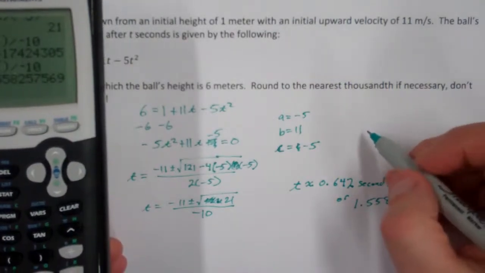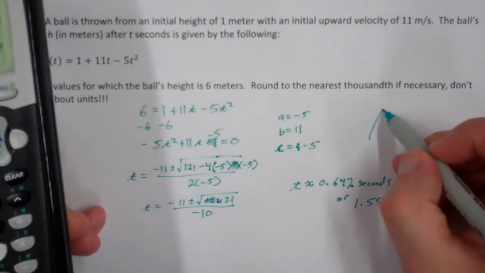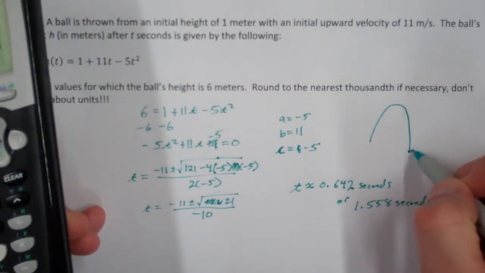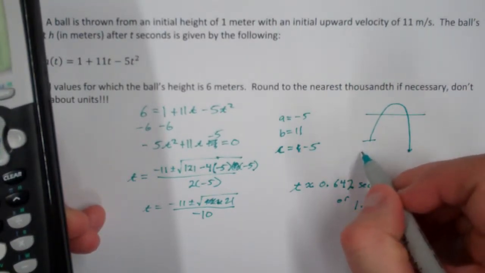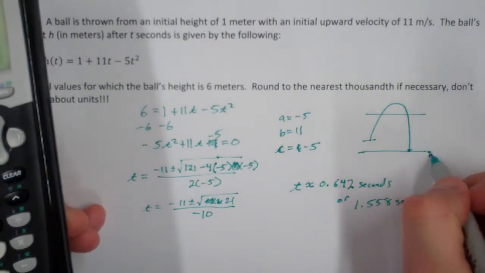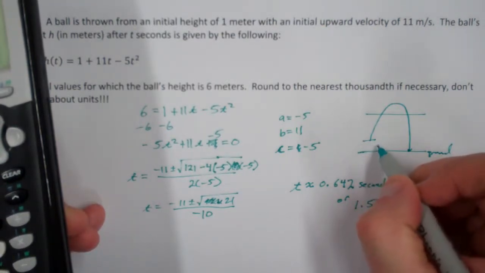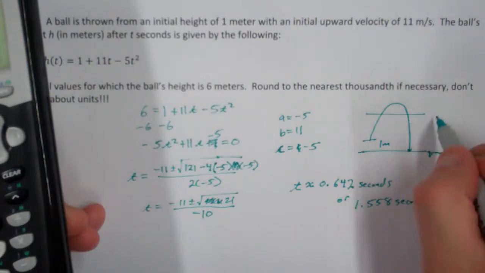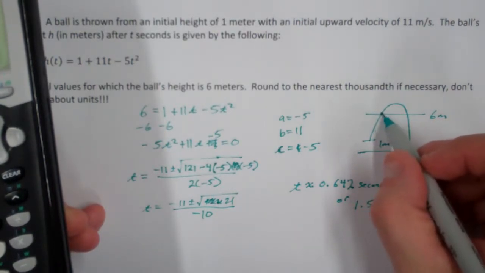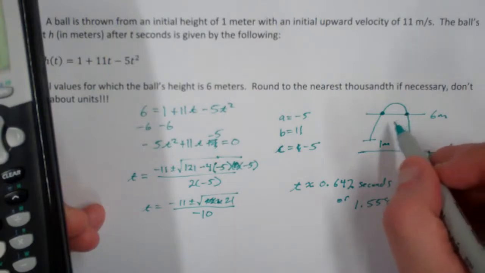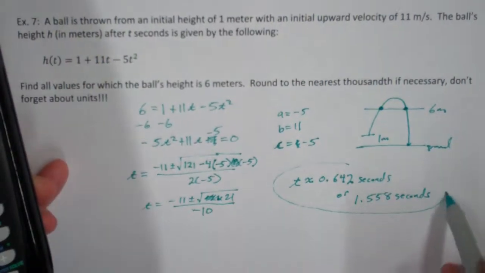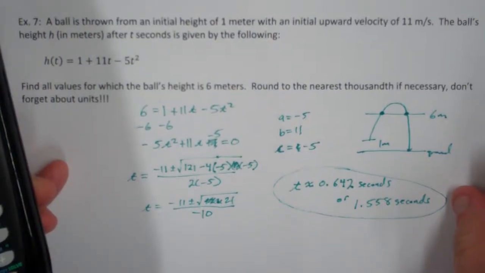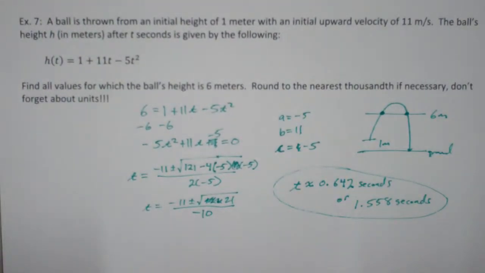If you throw a ball up, it's going to reach a height of, let's call it right here, this is maybe the 1 meter. So here's the ground. And this height would be 1 meter, and this height here would be the 6 meter height. There's 2 points where the ball is at 6 meters. So if we want to find all those values, we've got to catch each one of those. So after 0.642 of a second and 1.558 seconds, approximately, rounded to the nearest thousandth.